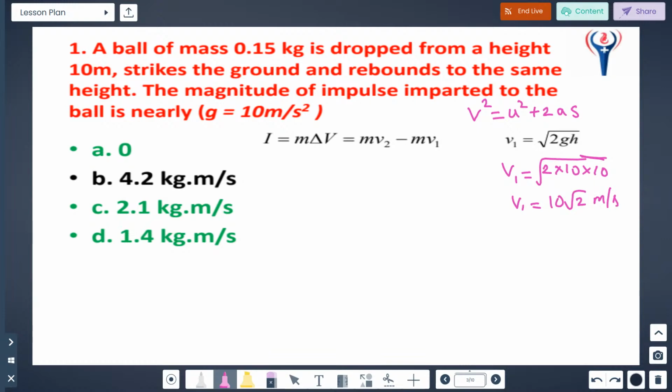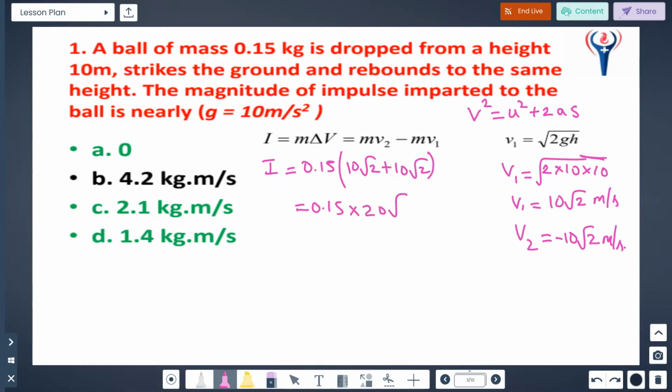And when it rebounds to the same height, v2 equal to minus 10 root 2 meter per second. That you want to substitute here. I equal to m, common take out. M is 0.15. 0.15, that is m, into v2 minus v1, that is minus 10 root 2 minus plus 10 root 2, that is 20 root 2. 0.15 into 20 root 2.